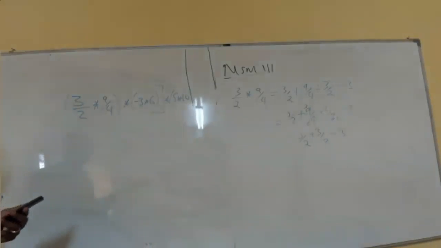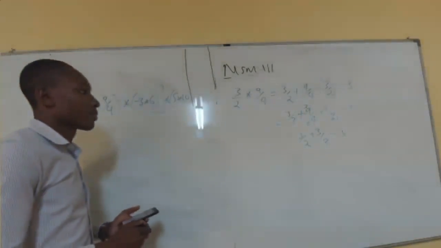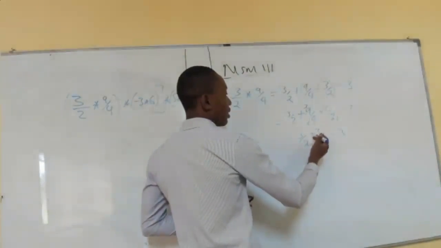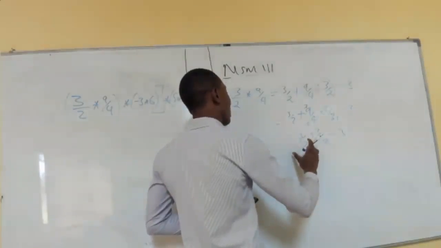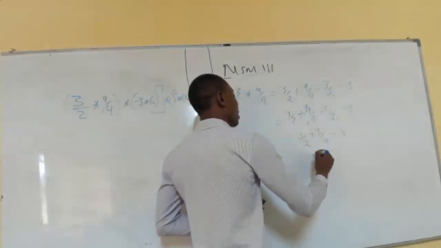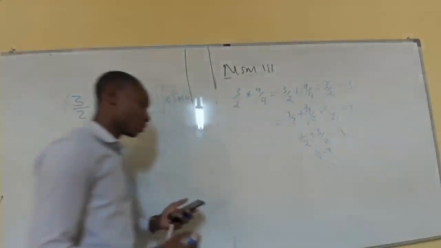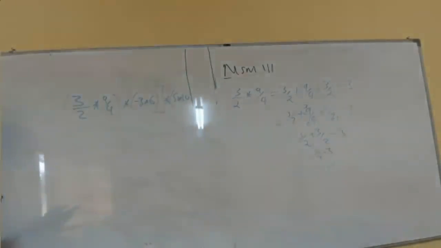Okay, so we have 3 over 2 plus 3 over 2 minus 3, which is 6 over 2. 3 plus 3 is 6, yes. So this is 6 over 2 minus 3, which is 0. Okay, so because it's 3 minus 3, which is 0. Okay, so I found 3 over 2 star 9 over 4.